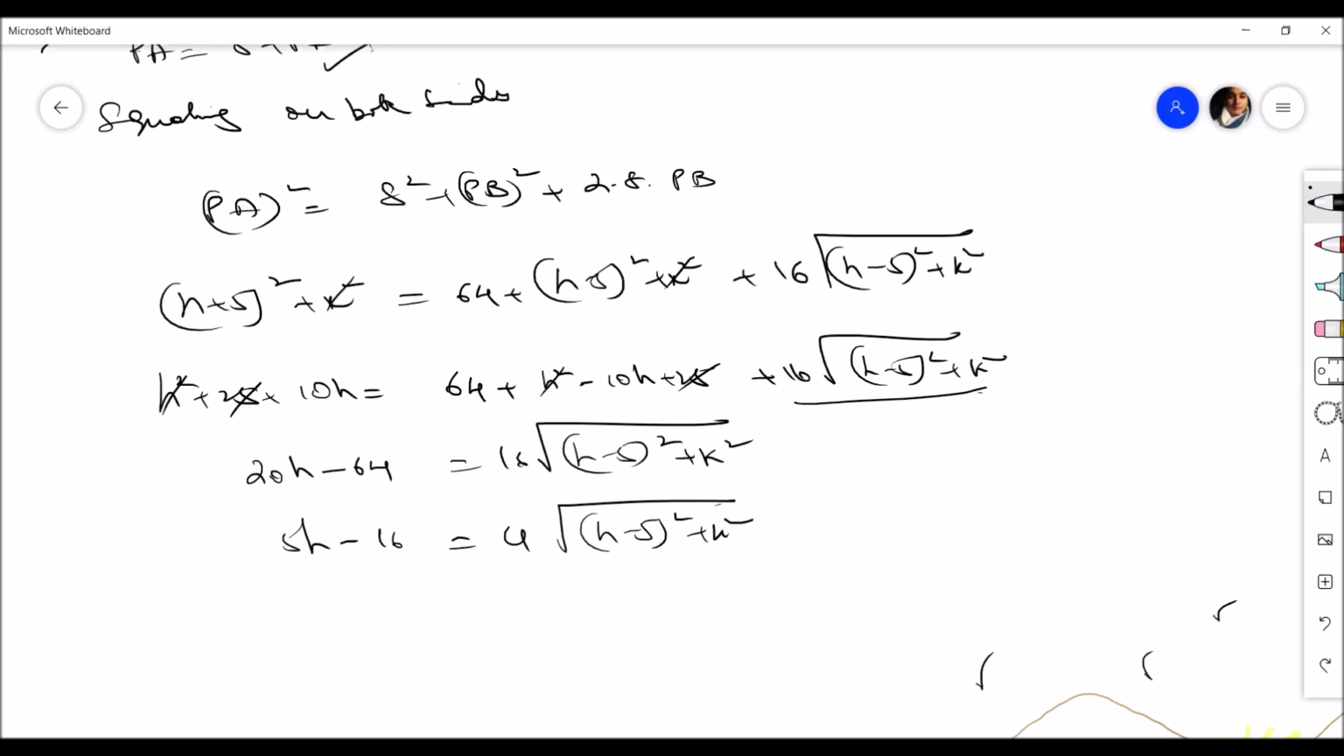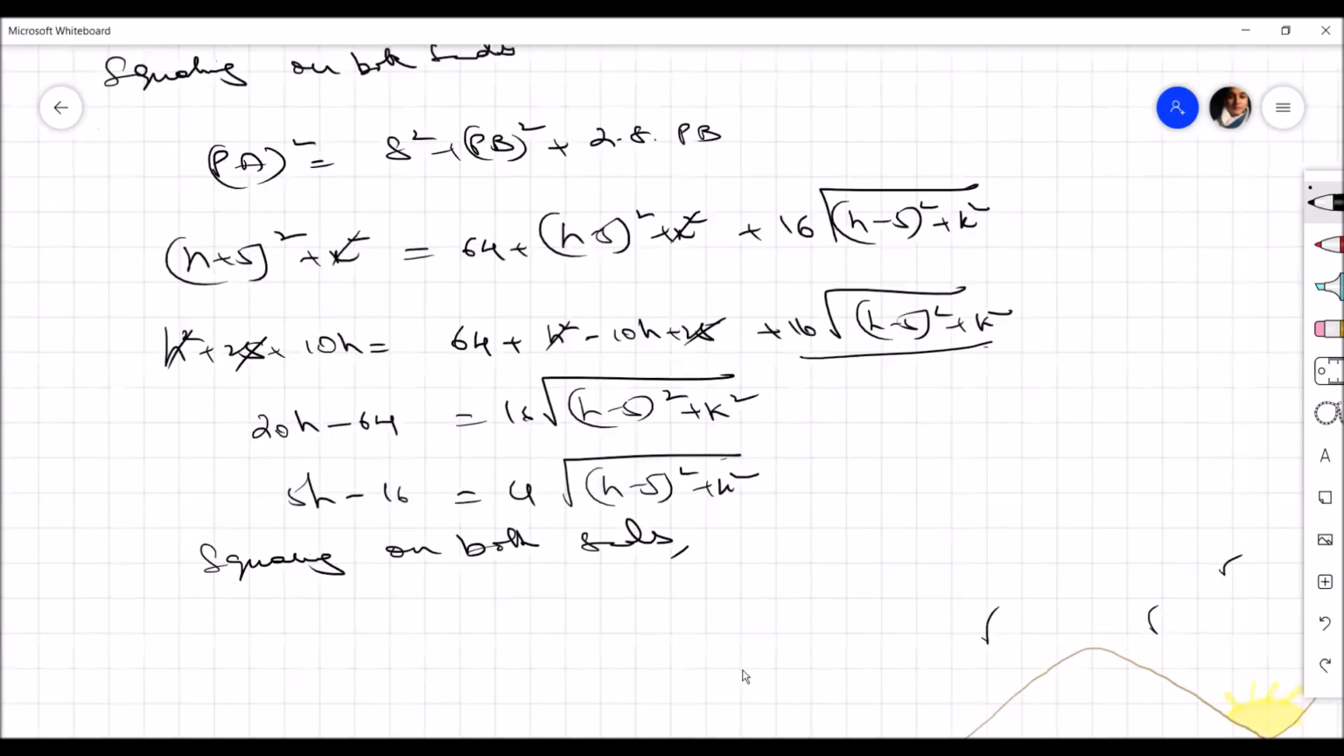Now I'll square it up again for the second time. Though it's getting a little cumbersome, it's far easier, much more easier when compared to what you do if you square up on both sides in the original equation itself. So I would still recommend you to do it this way itself. Squaring on both sides again. What does that give you?